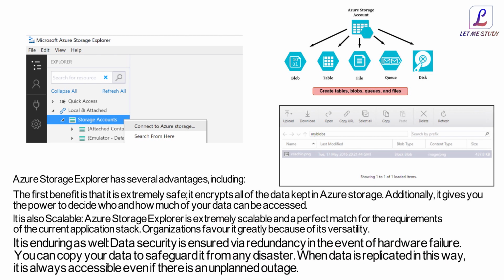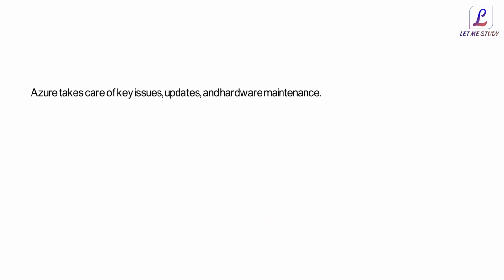It is enduring as well. Data security is ensured via redundancy in the event of hardware failure. You can copy your data to safeguard it from any disaster. When data is replicated in this way, it is always accessible even if there is an unplanned outage. Azure takes care of key issues, updates, and hardware maintenance.